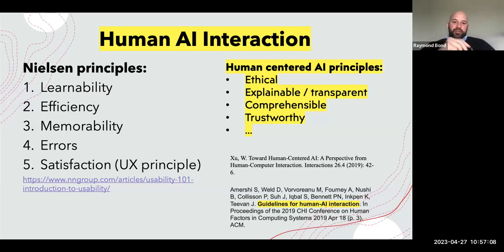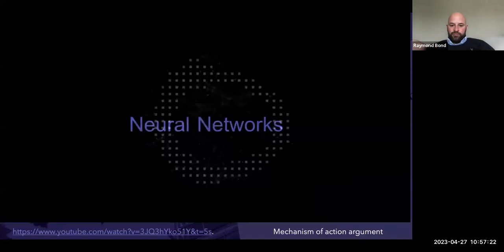And so we have the Nielsen principles that we mentioned earlier, but we also need human-centered AI principles. Things like, is the algorithm ethical? Does it have bias, algorithmic bias? Is the algorithm explainable and trustworthy, and so on?